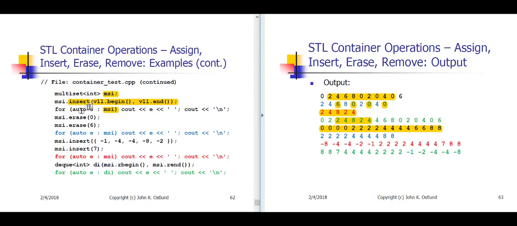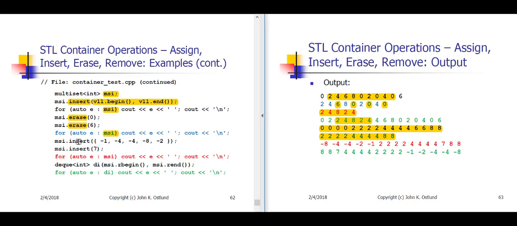Now, if from msi I erase 0 and erase 6, that's going to erase all the zeros and all the 6s from msi. So when I display msi again in this blue range for loop, the 4 zeros and the 2 6s have in fact been erased.